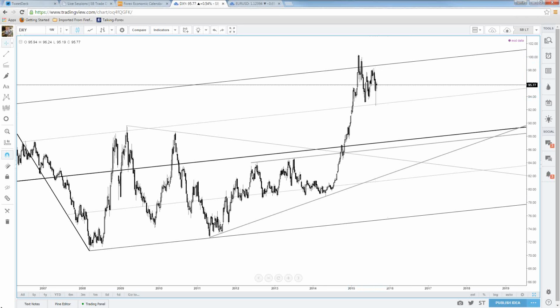So this is a great question. Leon asking, how do you square a DXY correction with being bearish pound? Right.